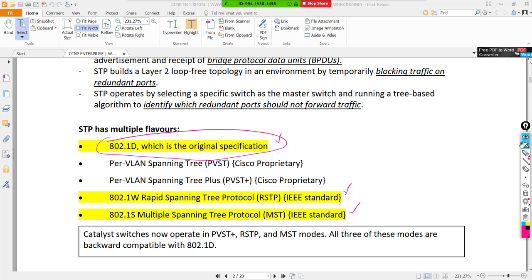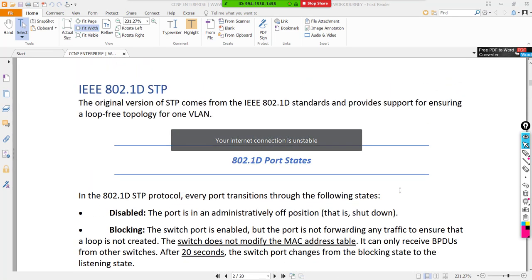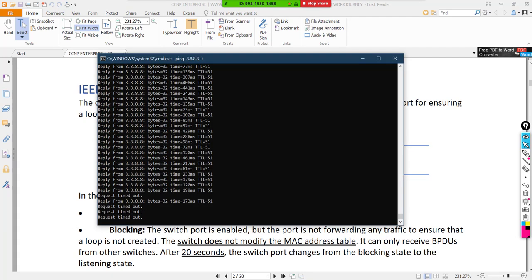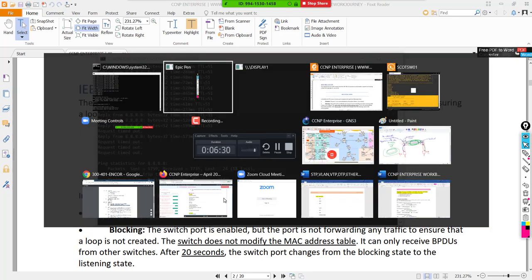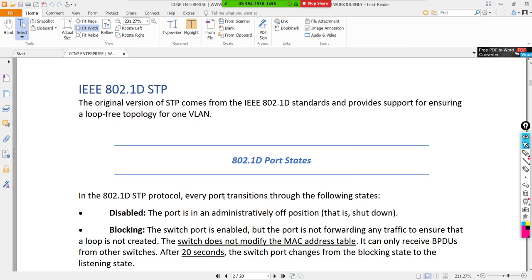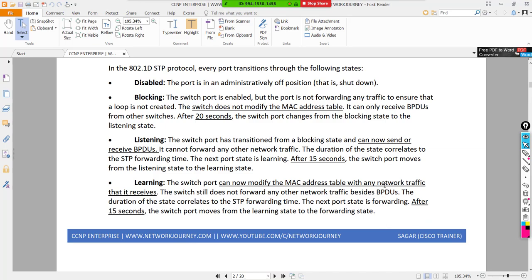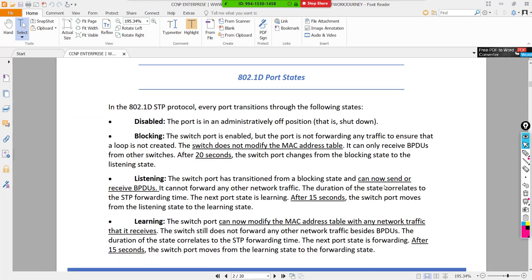Okay, let's see what else we have. I'll talk about the STP calculations, how STP calculations are done.